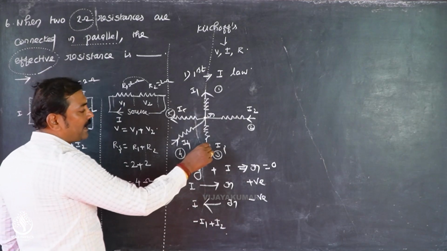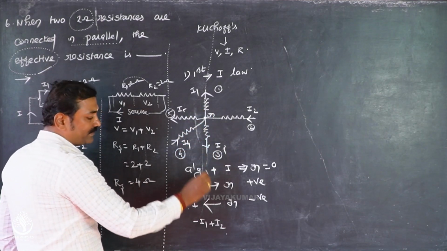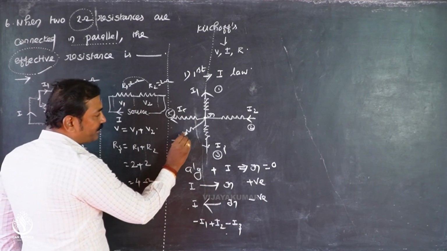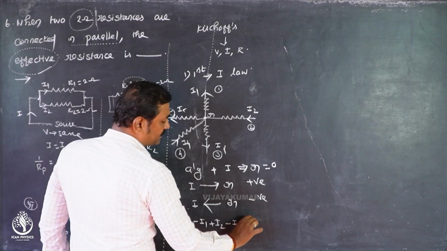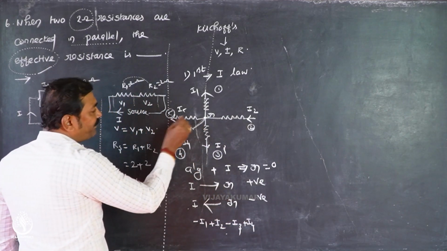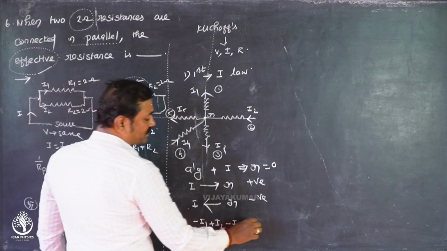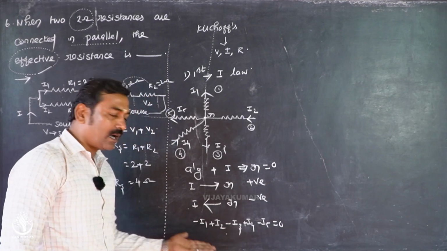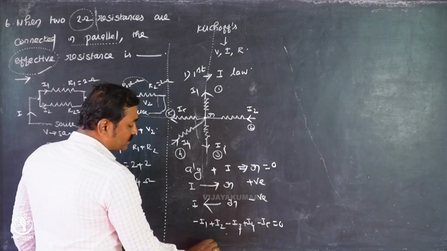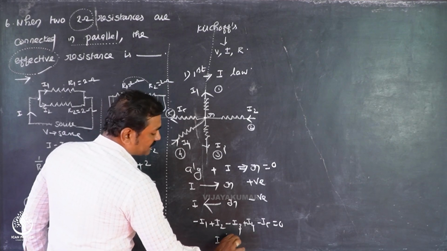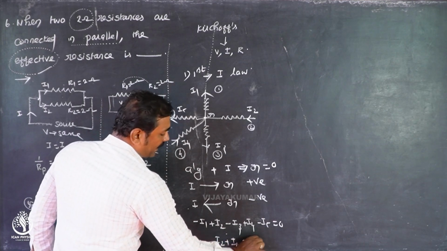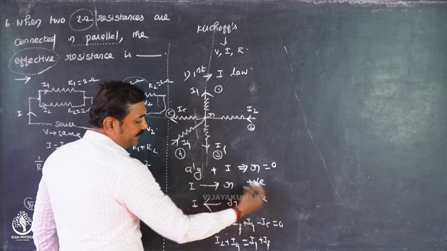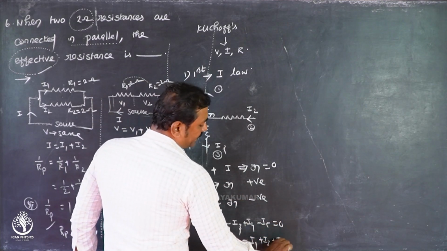Yes, good. I3 is the current moving away from the junction, so minus I3. I4 is moving towards the junction, so plus I4. Next, I5 is moving away from the junction, so minus I5, and that is equal to 0. Now take all the negative values to the right side. So it becomes I2 plus I4 equal to I1 plus I3 plus I5. The minus I3 goes to the right side as plus I3, and the minus I5 goes to the right side as plus I5.